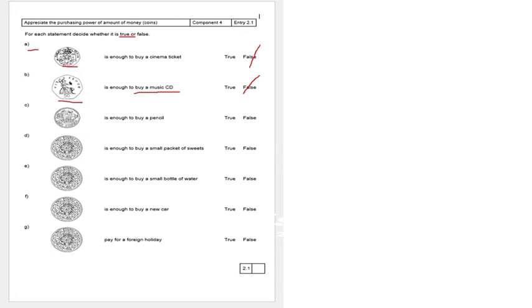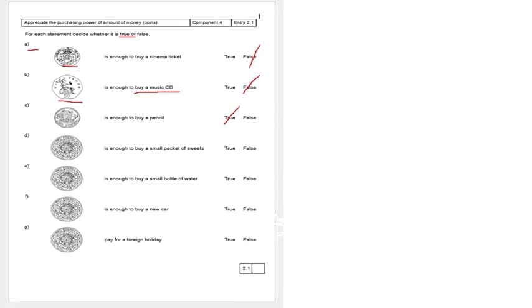For part C, £1 is enough to buy a pencil. That's true, because a single pencil will cost around 55 to even 80p, or even 25p or less. I'm basing this on the date that we're in. Of course, at the time of recording this, we are having a cost of living crisis, but it's the context in general. So assume that we are not in a cost of living situation.